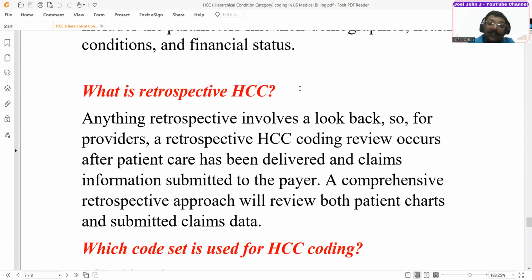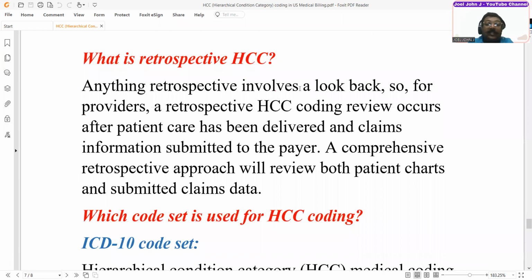What is retrospective HCC? Anything retrospective involves a look back. So retrospective HCC is a look back. For providers, in retrospective HCC coding, reviews occur after patient care has been delivered and claim information submitted to the payer. A comprehensive retrospective approach will review both patient charts and the submitted claims data. So what is this review? This is a kind of validation. Retrospective HCC means it's a kind of validation coding.